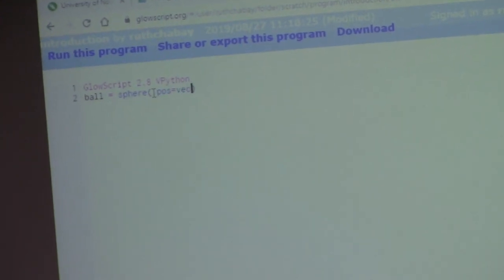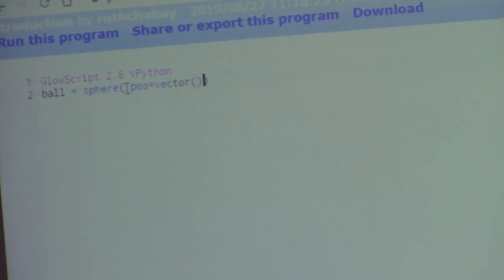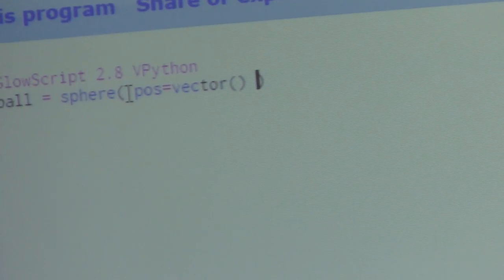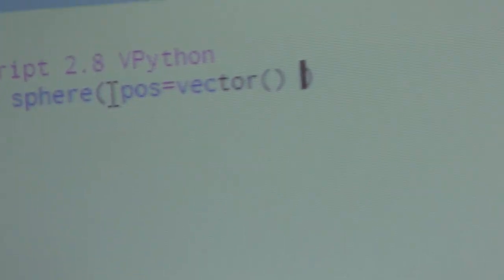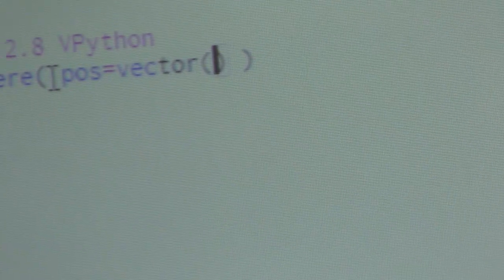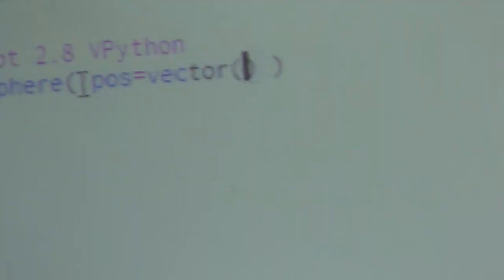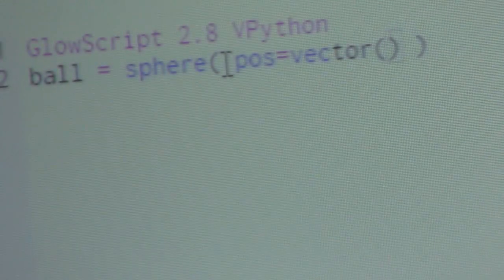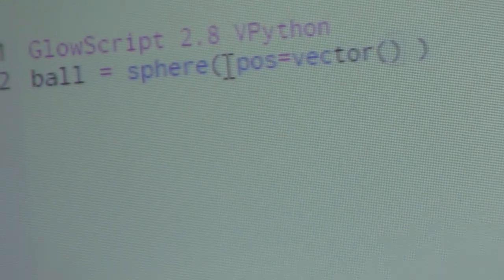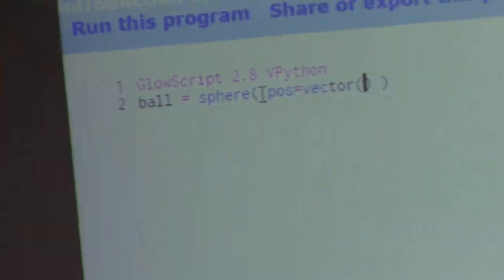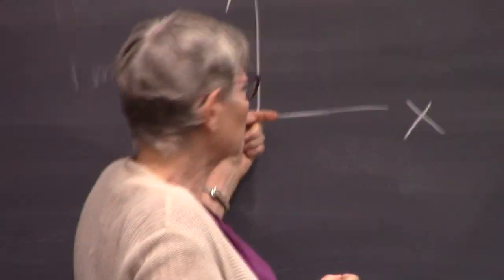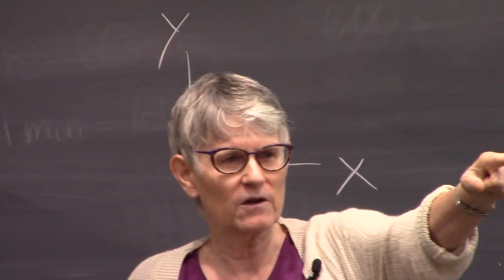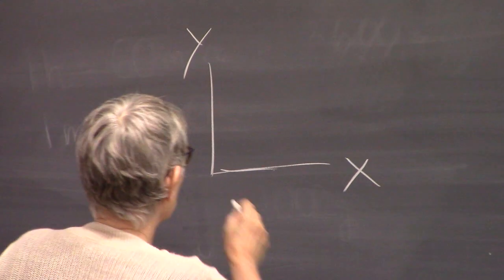Position equals a vector. Who's used vectors before? Okay, we're going to learn about vectors today. So a vector is something that has a magnitude and a direction. And we're living in 3D space, so we're often going to work with a Cartesian coordinate system where the x-axis goes to the right, the y-axis goes up, and the z-axis comes out of the board toward you.